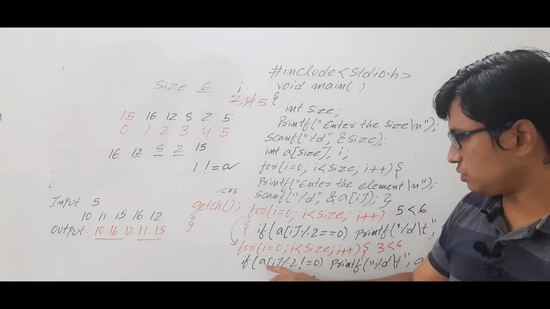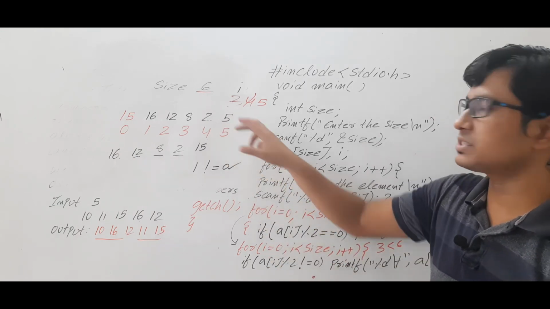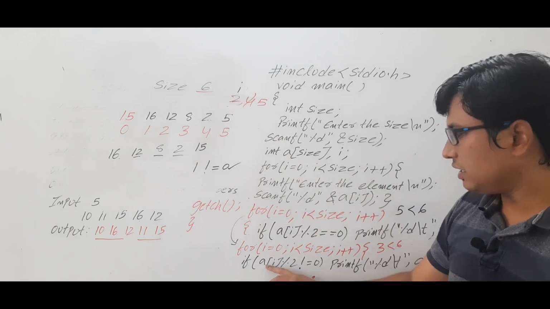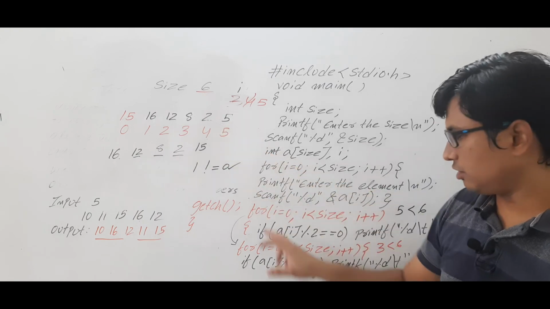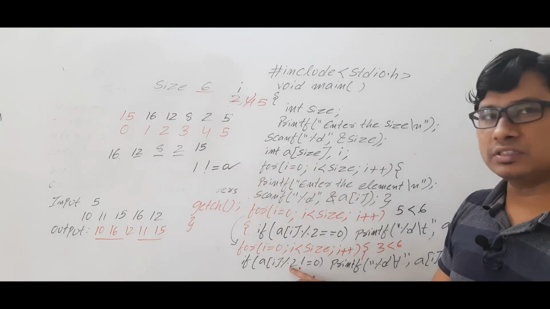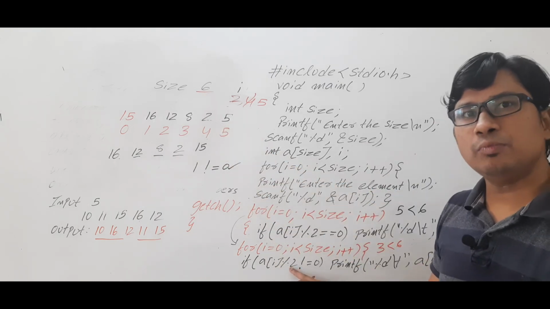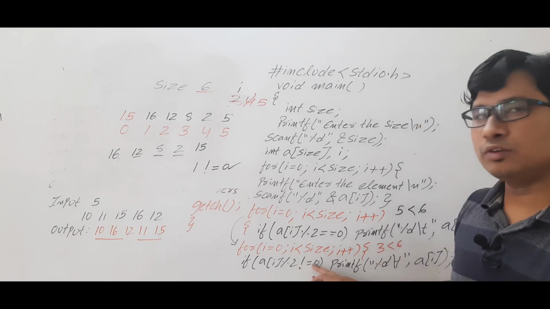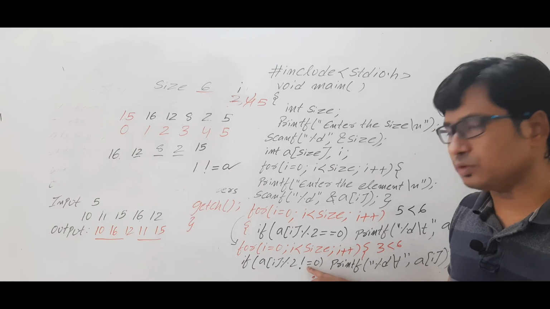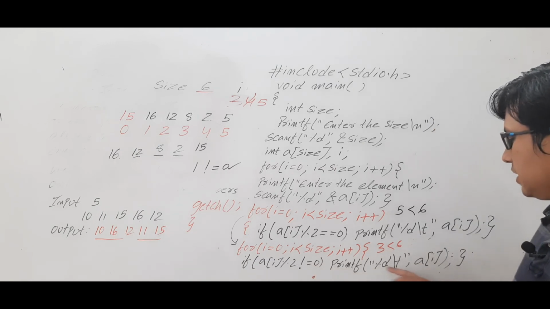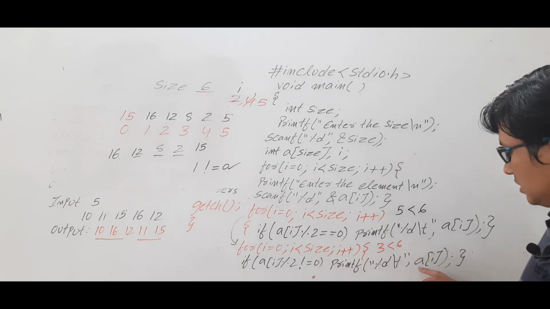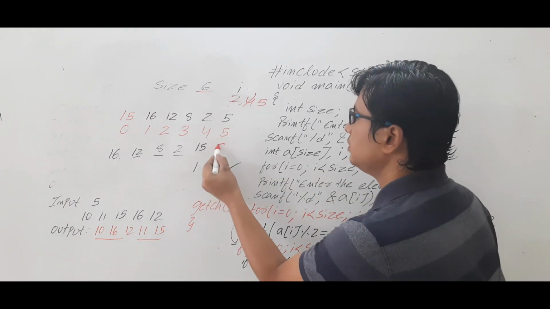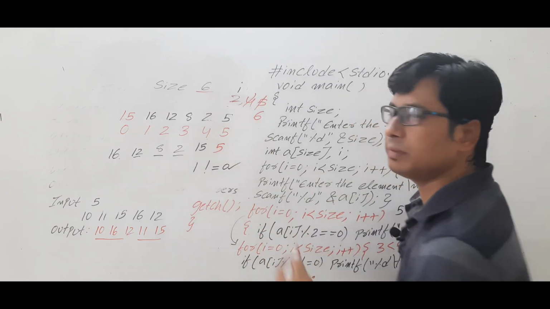This condition is true. Then A of 5 is having 5, which is an odd number. How? A of I is 5. A of 5 is 5. 5 modulus 2. Is it clear? 5 modulus 2 will get the remainder as 1. 1 not equal to 0. Yes, this condition is true. If this condition is true, you will print this one. printf percentage d, A of 5. A of 5 is having the value 5. Then I plus plus, I value will become 6.